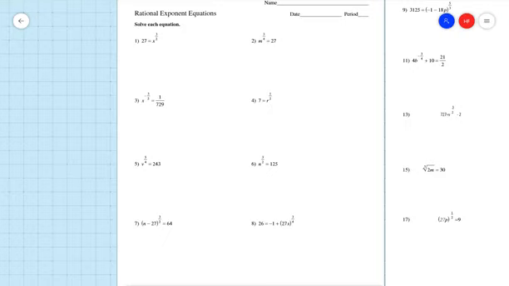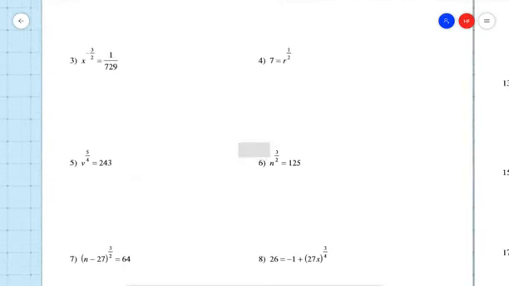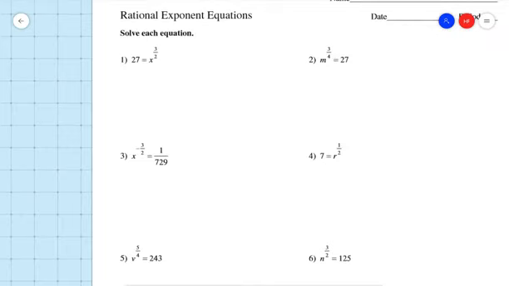Today we will be solving equations with rational exponents in them. So I'm going to be doing the odds, and then y'all will be doing evens for your homework assignment. Whenever we are solving our rational exponent equations, it's just like solving regular equations where we want to do the opposite operation to undo whatever has been done.